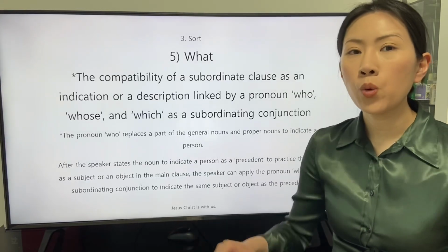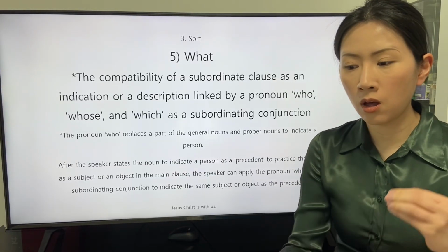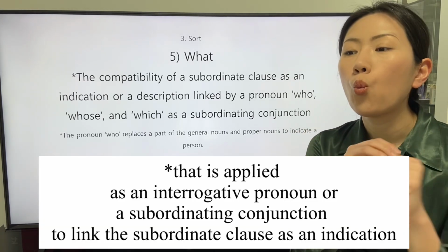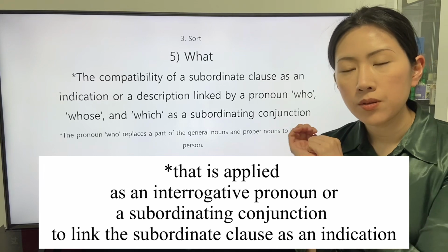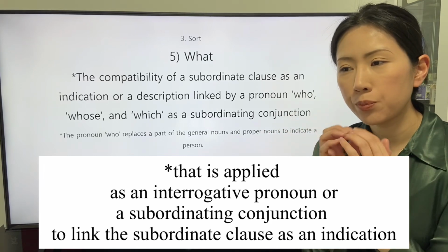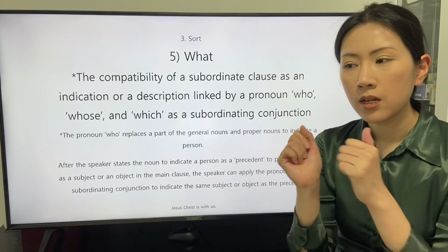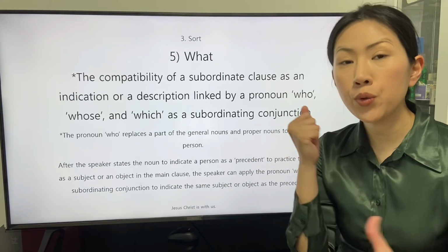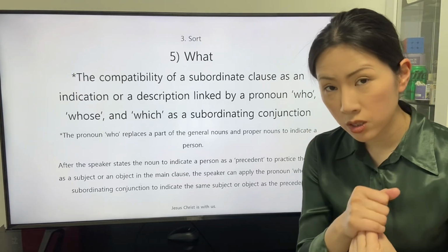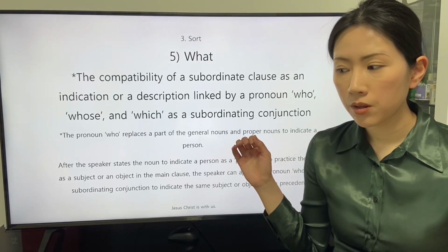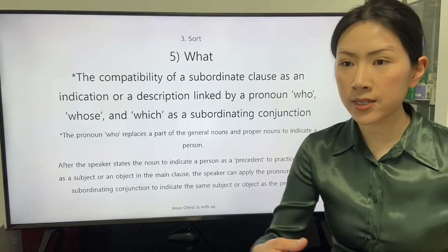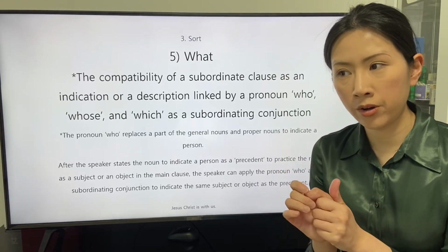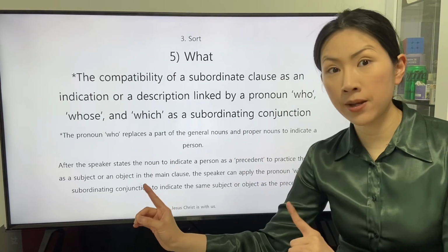From now on, we will study about the pronoun what and the other pronoun who, whose, or which that is applied as an interrogative pronoun or subordinating pronoun.